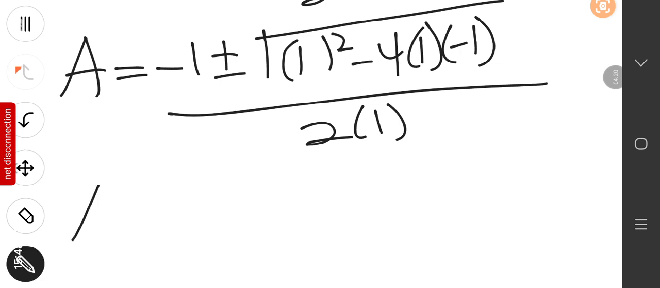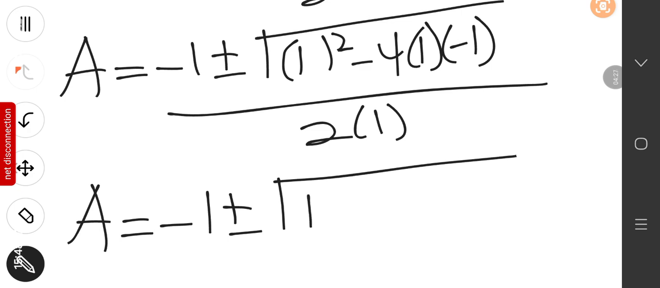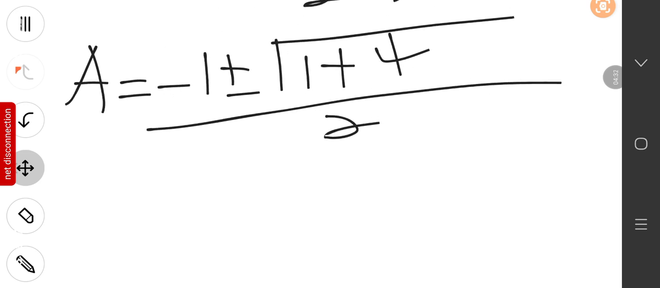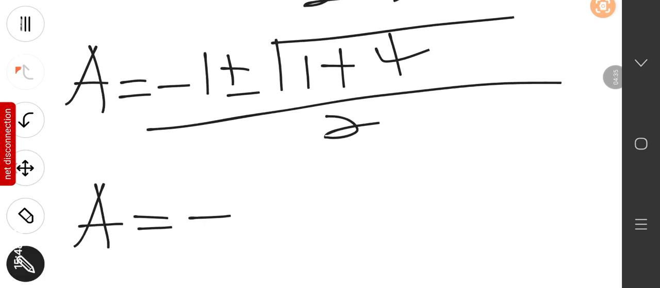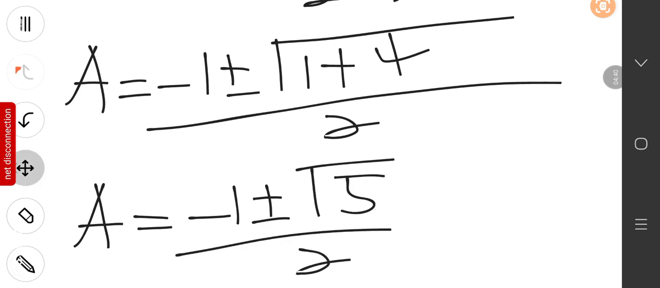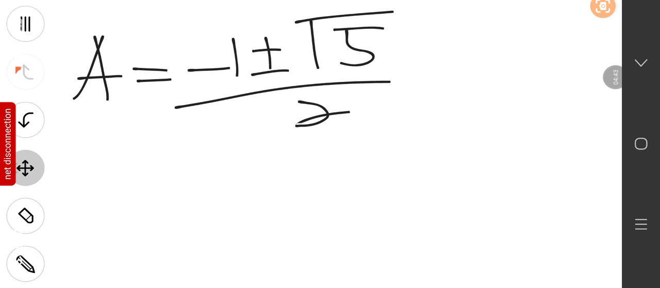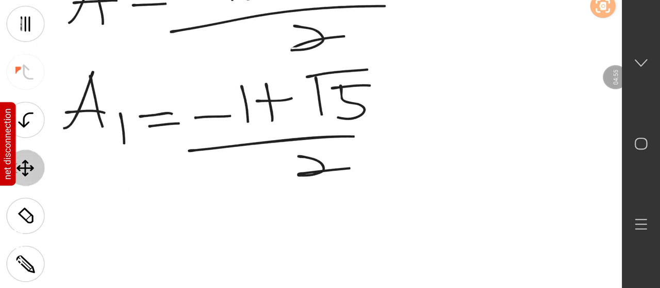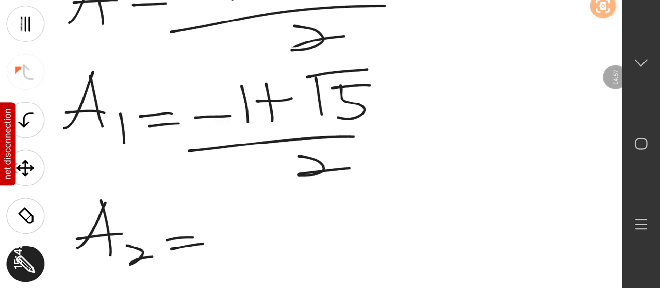So we are going to have a equals minus 1 plus or minus the square root of 1 plus 4 all over 2. So this gives us a equals minus 1 plus or minus the square root of 5 all over 2. All right, so you can see you have two values of a here. So let's call the first value a1. So a1 equals minus 1 plus root 5 over 2. Now let's call the second value a2. So a2 equals minus 1 minus square root of 5 all over 2.